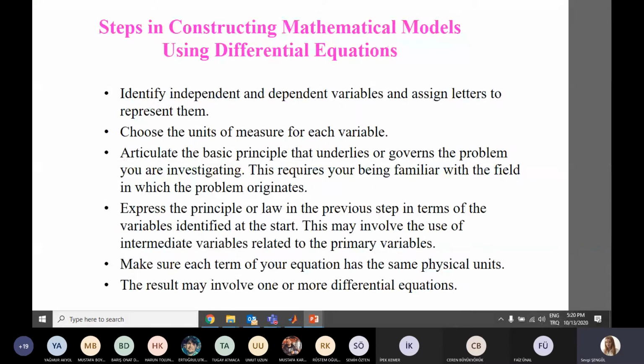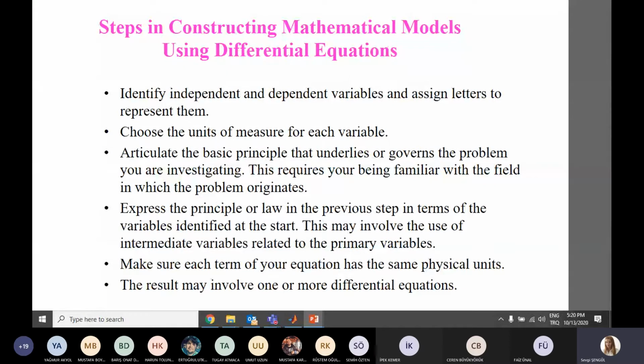So if we are modeling anything, first you need to identify independent and dependent variables. It is important. And you need to assign letters to represent them. For example, we assign P for mouse population. And our P was the dependent variable. Our population was changing depending on time. So time was the independent variable.